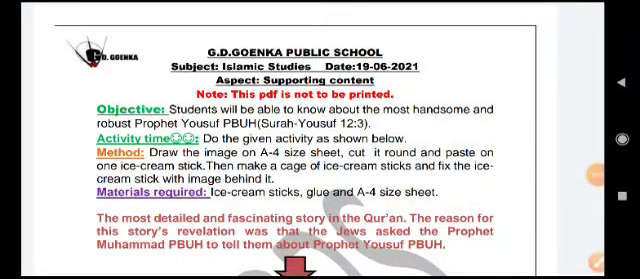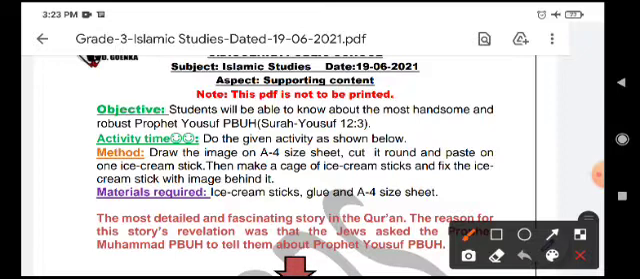A very warm welcome to my dear Goenkans of grade 3 to their Islamic Studies class. Dear Goenkans, today in your Islamic Studies class, we are going to do an activity, and this activity is based on the story of the most beautiful and the most handsome, robust prophet in Islam we are having for Muslims, Prophet Yusuf, peace be upon him.